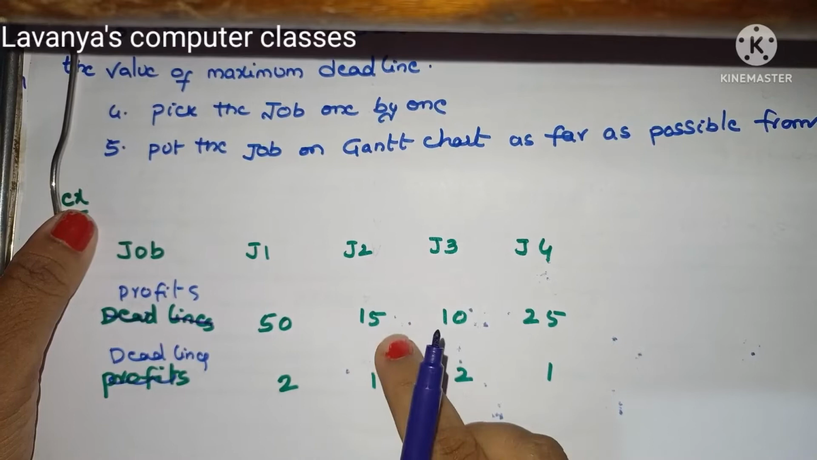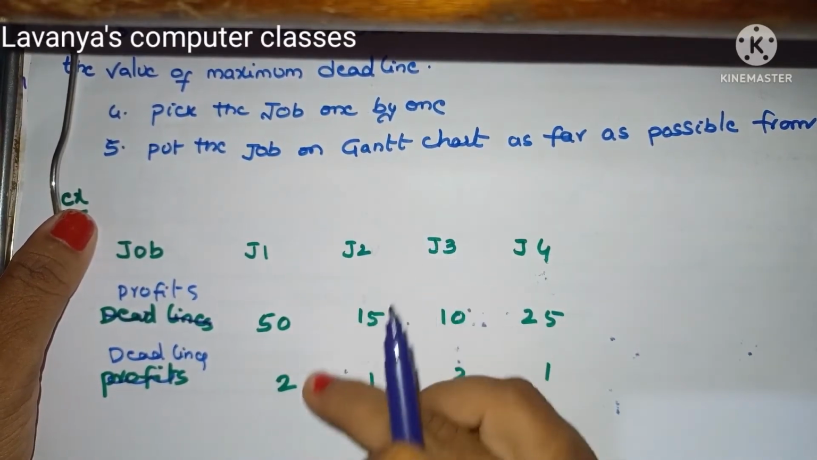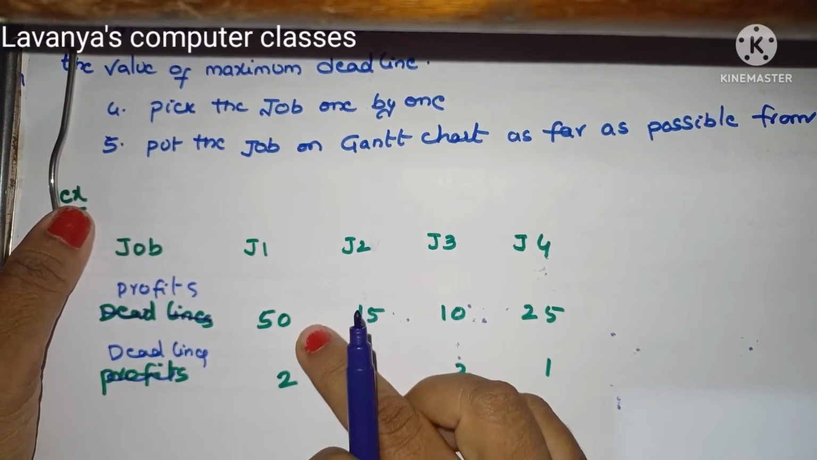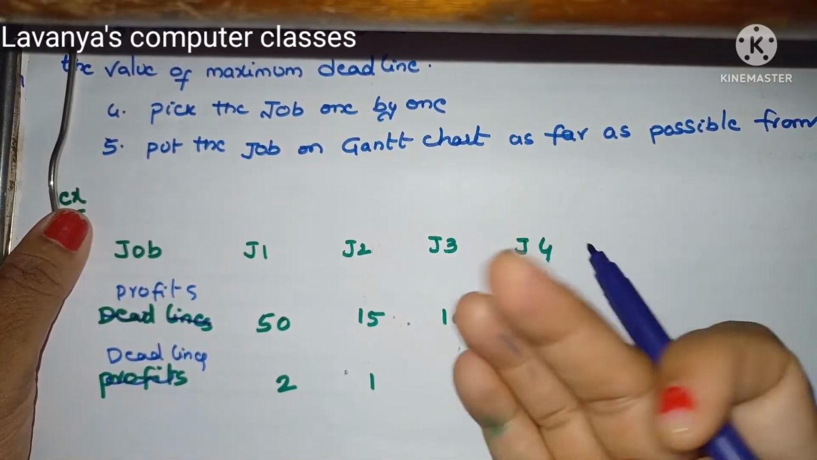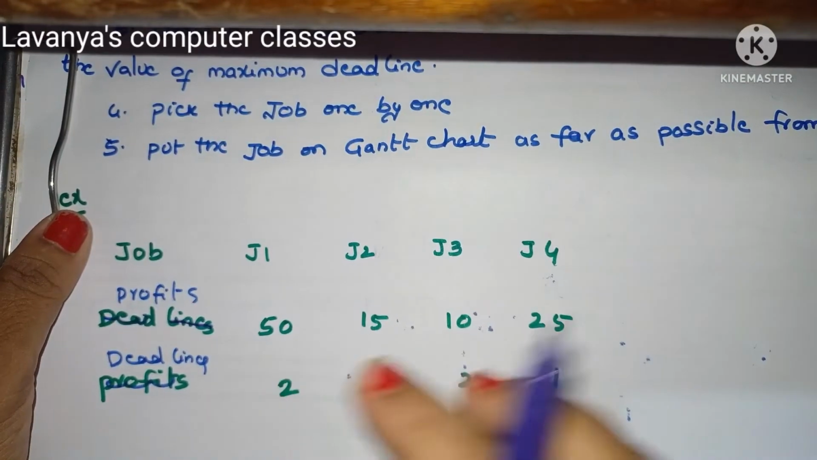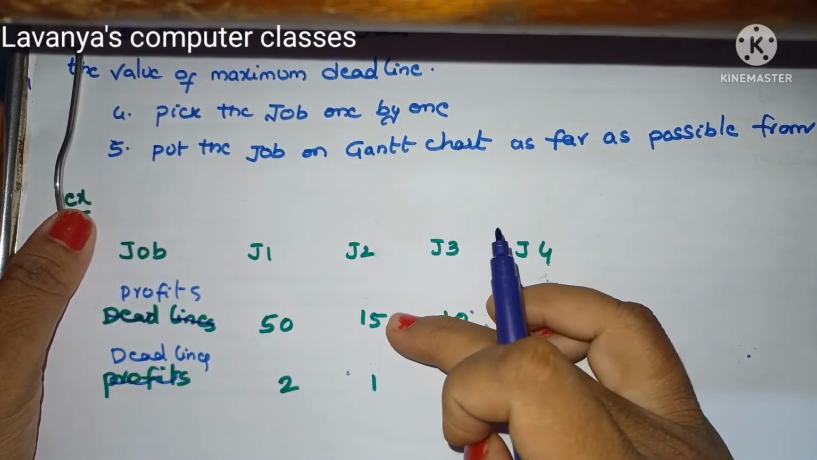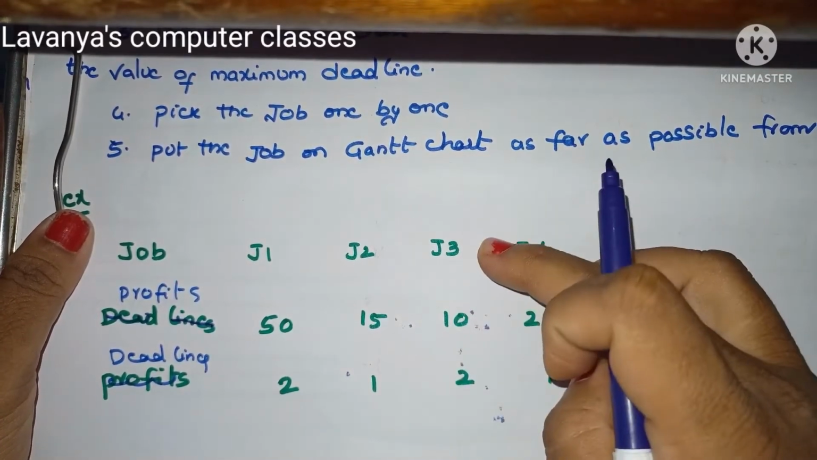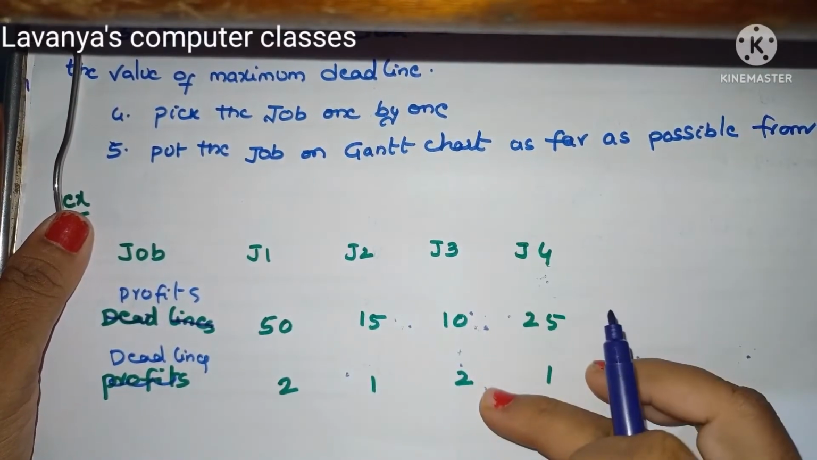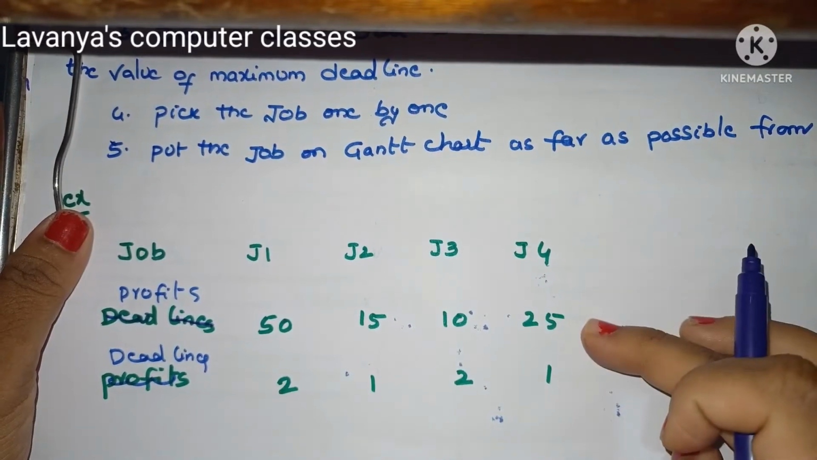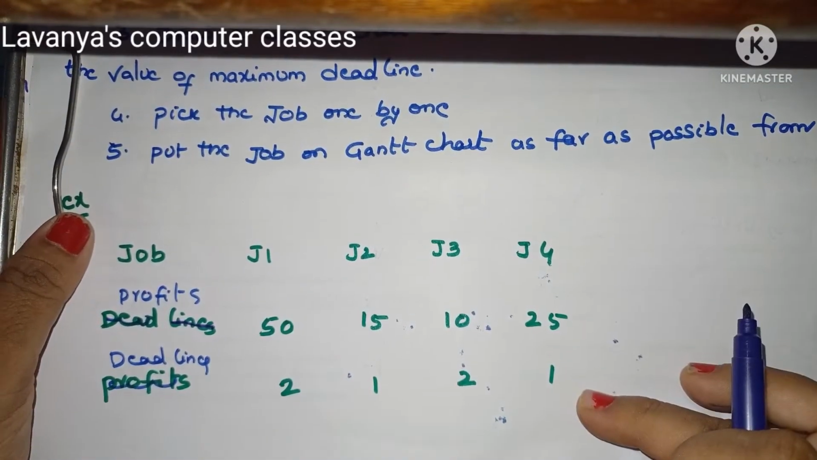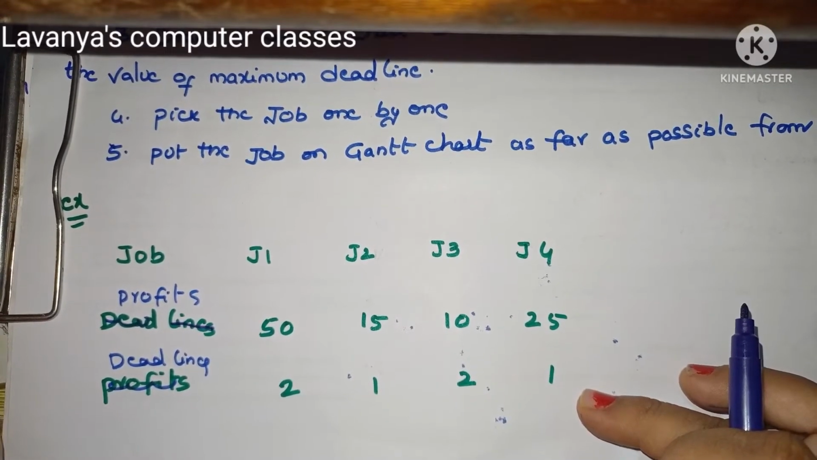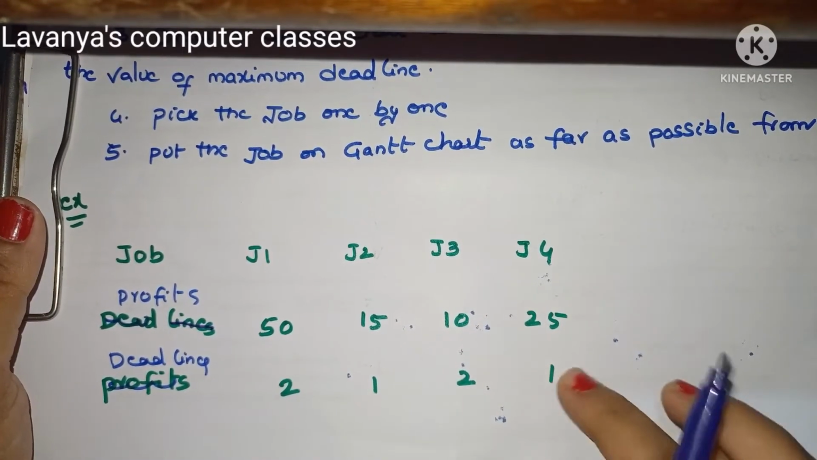Profit is 50 for J1. J1 is completed within the deadline of 2. If we complete the job, how much profit do we get? 50. 50 rupees, 50 lakhs, 50,000, whatever it is, 50. J2 has profit 15, but it has to be completed within deadline 1. J3 is 10, deadline is 2. J4 is 25, and the deadline is only 1. Whether it is 1 hour, 2 hours, 1 month, 1 year, whatever it is, the time is 1.